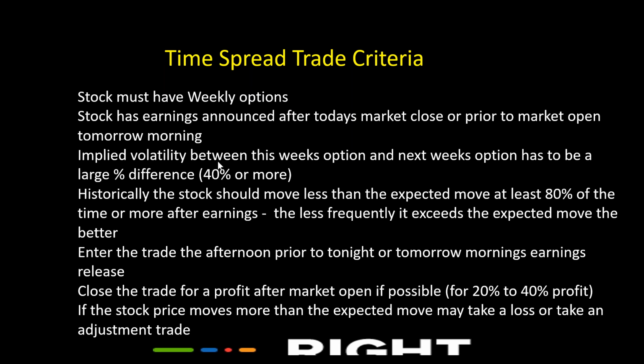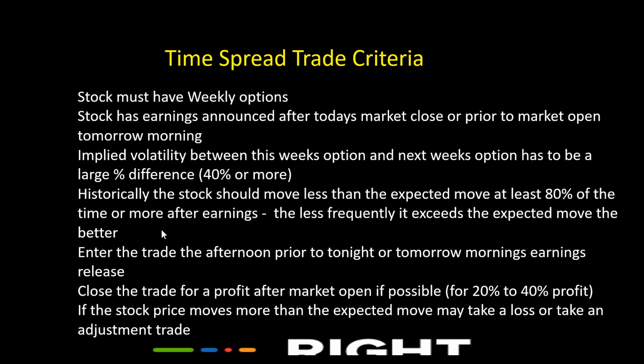The implied volatility between this week's option and next week's option has to be a large percentage difference, like 40% or more. If you've got an implied volatility this week of 80 and next week of 60, that's not enough. That's about a 25% difference. But if you've got an implied volatility this week of 100 and next week is 40, then you've got a nice larger than 50% difference between this week's IV and next week's IV. And that's what we're capturing. So that's really important.